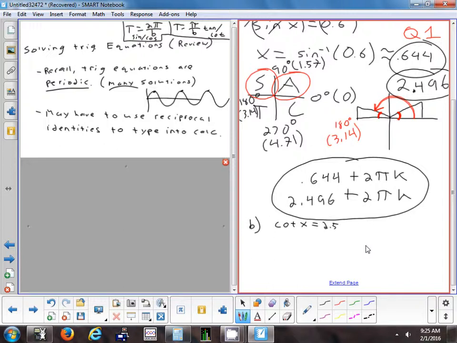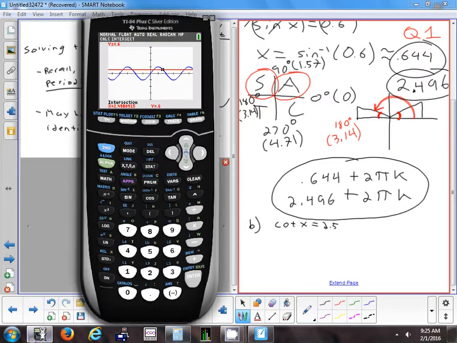All right, so this one, how do we type that in? Because we don't have a button for cotangent. 1 divided by tangent. Okay, so I'm going to type in 1 divided by tangent. Okay, and what am I going to put in y2? 2.5. And I'm going to try to see where these graphs cross.